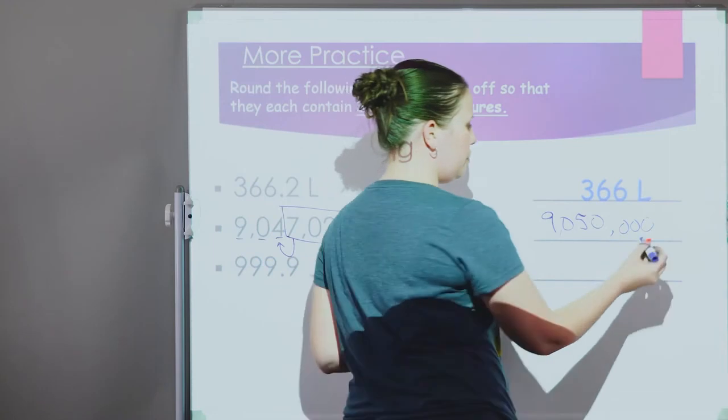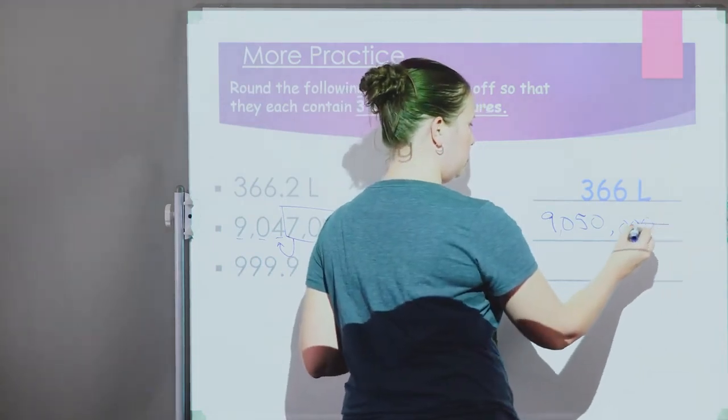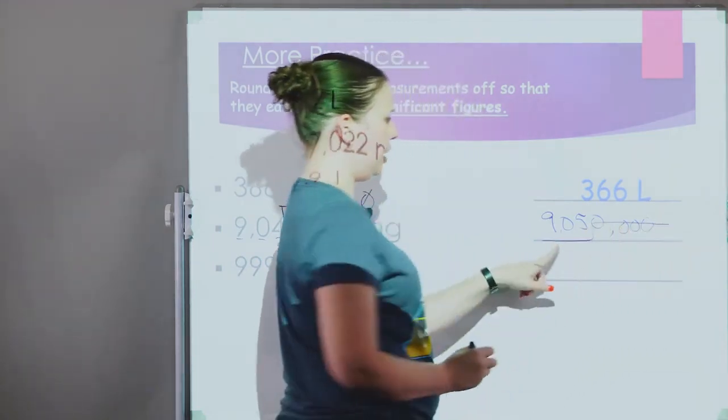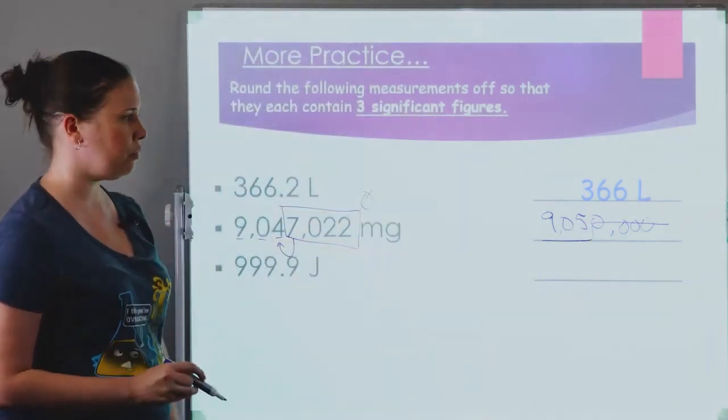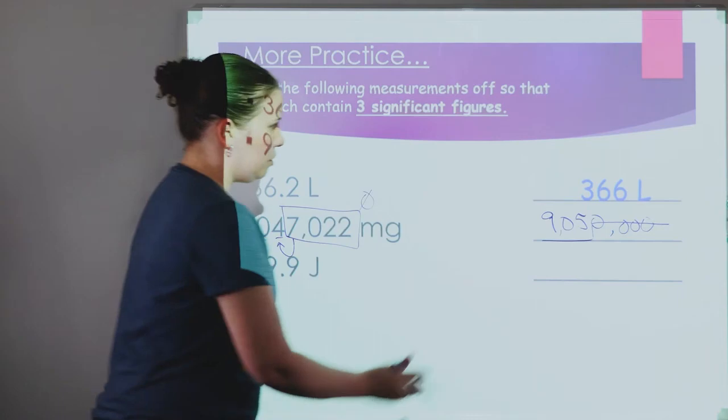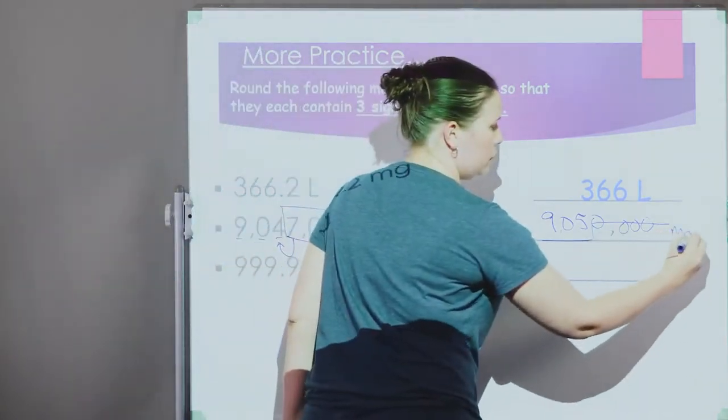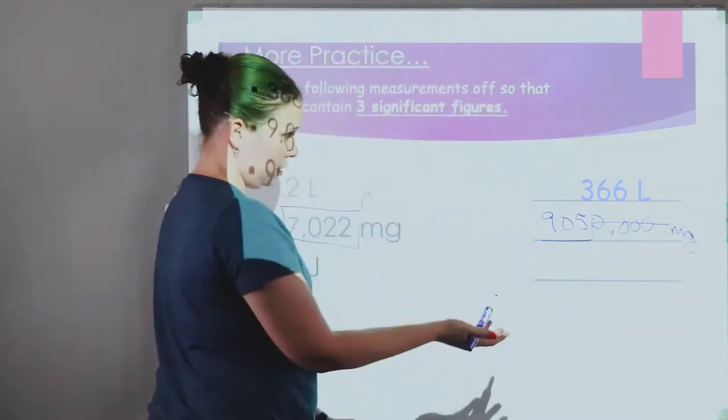This follows the Atlantic-Pacific rule because with no decimal, I would only have the 905 as significant, and I would go right through those other zeros. Then I would want to make sure I include units, of course, milligrams, and I have my final answer.